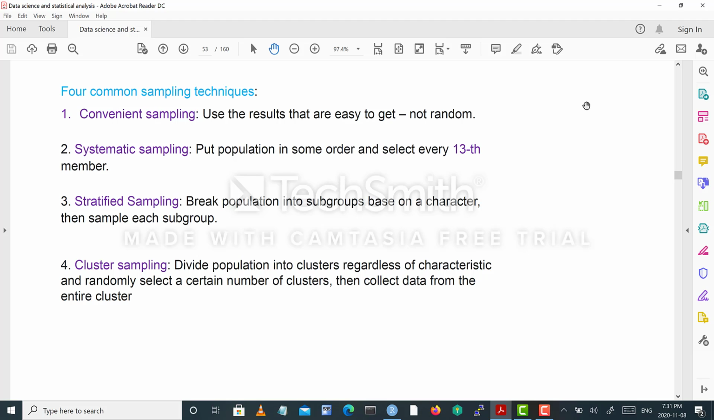Stratified sampling: break the population into subgroups based on a characteristic, then sample each subgroup. Cluster sampling: divide the population into clusters regardless of characteristic and randomly select a certain number of clusters. Then collect data from the entire cluster.